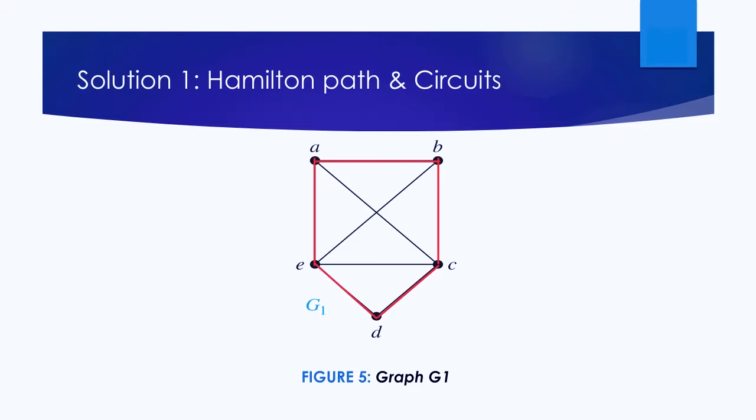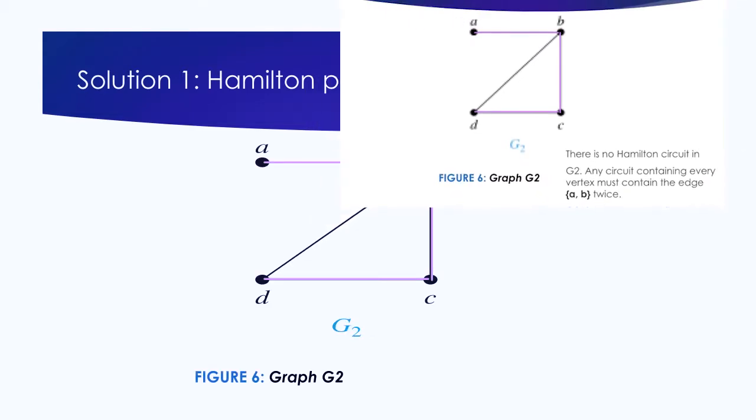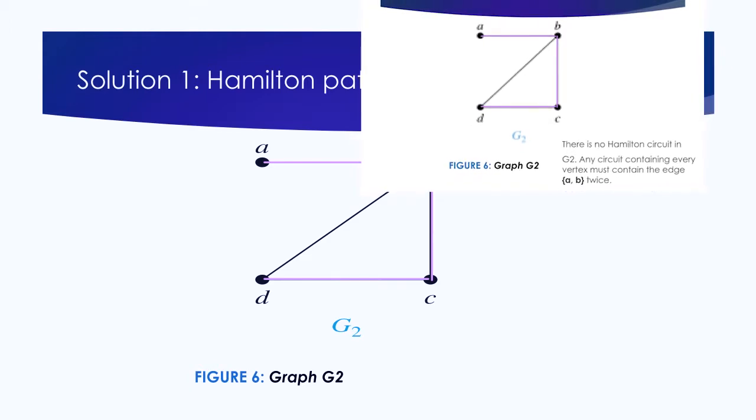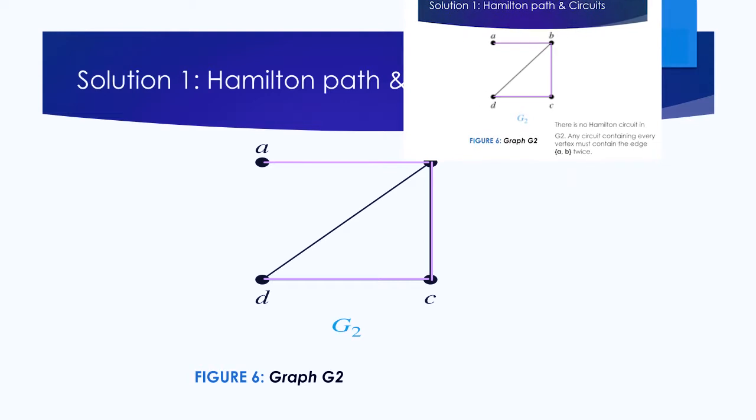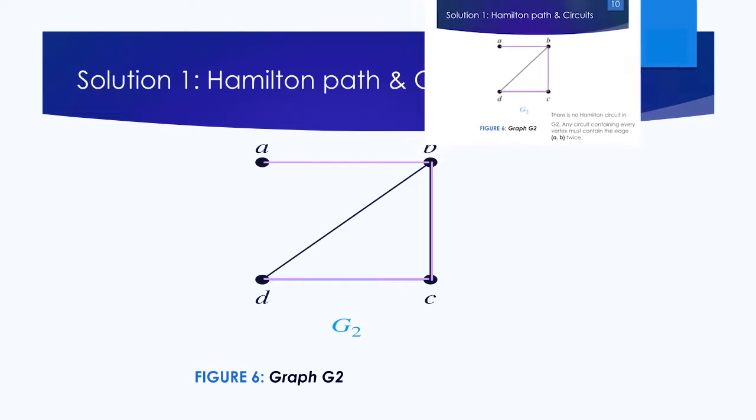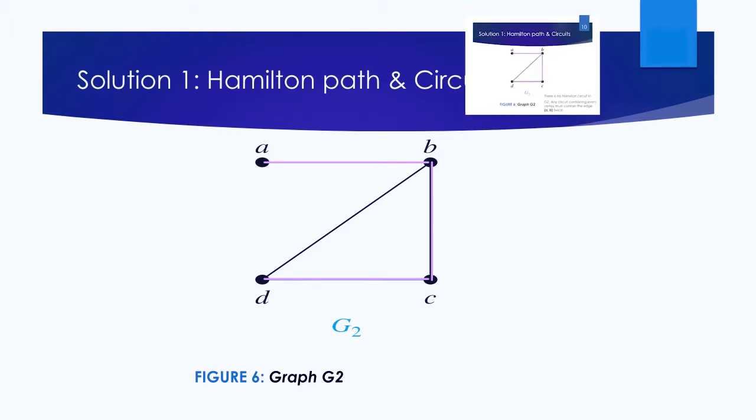There is no Hamilton circuit in G2, as shown in figure 6. This can be seen by noting that any circuit containing every vertex must contain the edge A-B twice, but G2 does have a Hamilton path, namely A, B, C, and D.